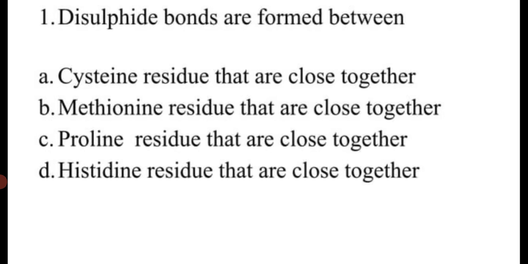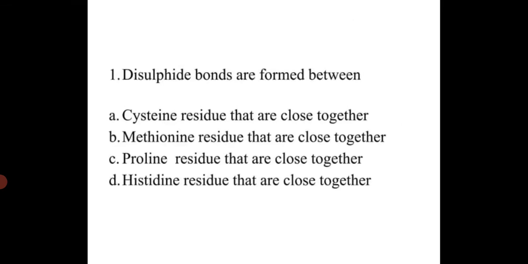Disulfide bonds are a central structural element which stabilize the 3D structure. They are mostly found in secretory proteins and extracellular domains of membrane proteins. So the correct answer for this question is option A, that is cysteine residues. Between cysteine residues there is the formation of disulfide bonds.